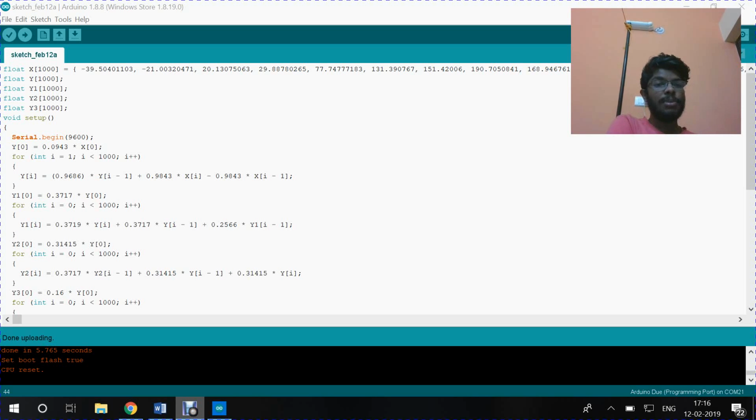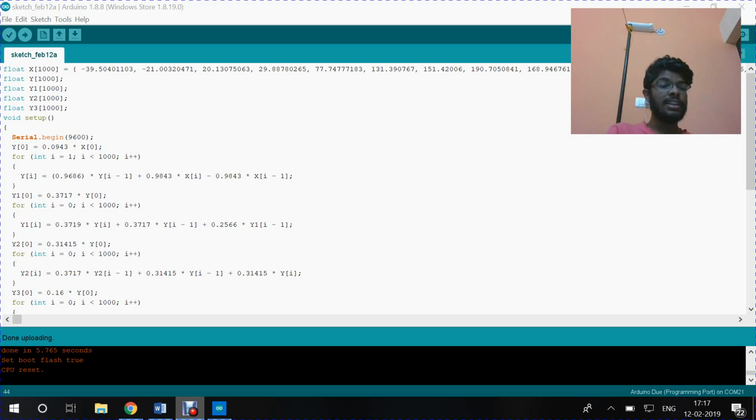By using the pole zero placement method, we'll find the transfer function, and by writing the transfer function as Y by X, we can easily find the input and output relationship. For the high pass filter, we took the cutoff frequency as 50 hertz, and the sampling frequency is 100 samples per second.